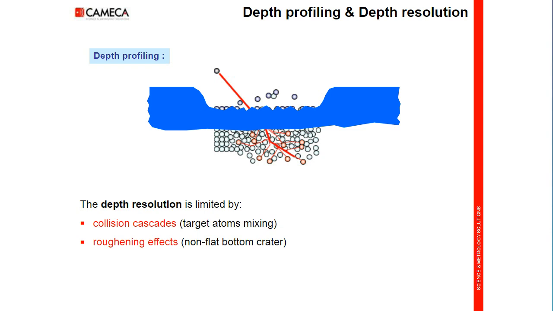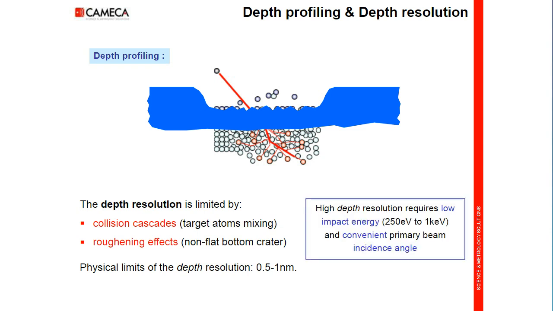Because the SIMS process is based on target atoms mixing, the physical limit of the depth resolution is around 0.5 to 1 nanometer. In general, high depth resolution requires using low impact energy and convenient primary beam incidence angles.